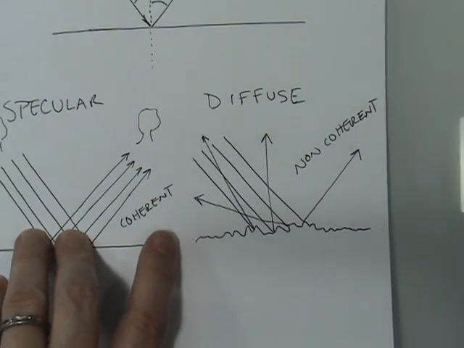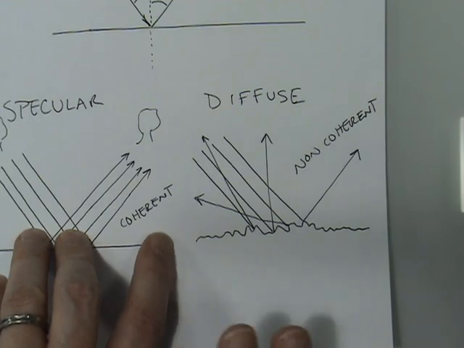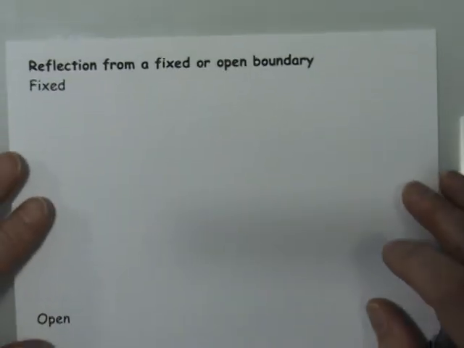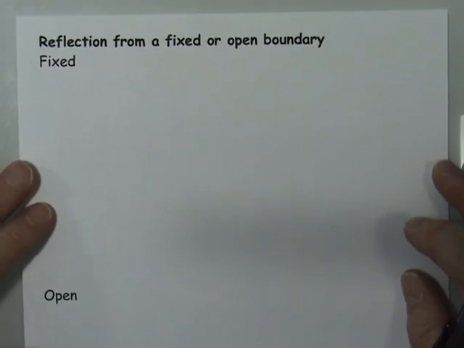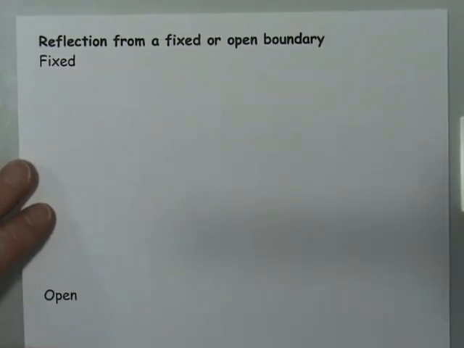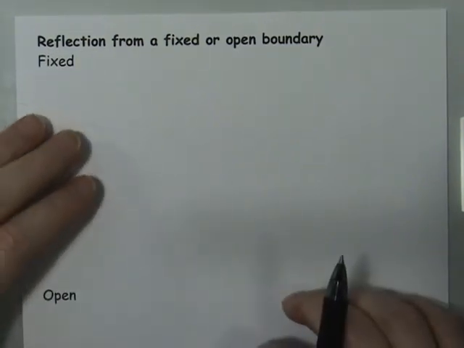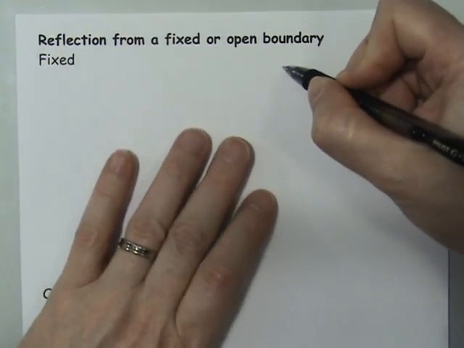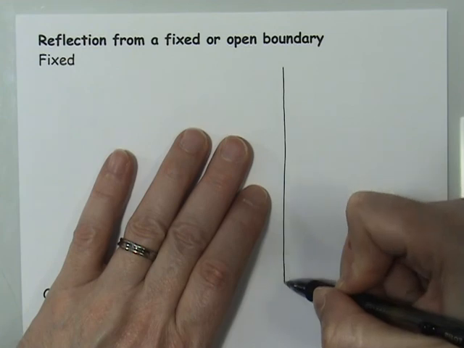Now let's take a look at another aspect of this, which has nothing to do with the angle that it came in with, but simply what kind of boundary the wave ran into. So we're going to look at two types of boundaries. There is one type of boundary in which the medium is fixed to something, and then there's other cases where the medium is not fixed. Those are referred to as open. So in order to do that, I'm going to draw a solid wall over here.